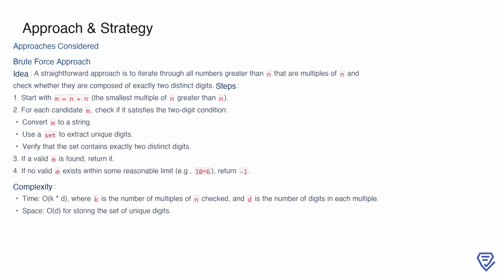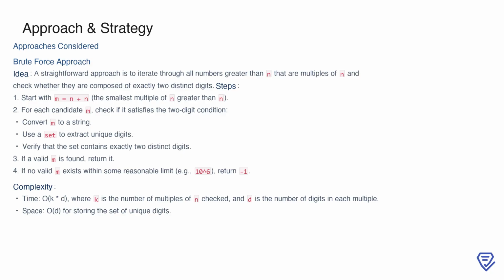To solve the problem, one approach we can consider is a brute force method. The main idea here is straightforward. We start from the smallest multiple of n that is greater than n and systematically check each candidate to determine if it meets the condition of being composed of exactly 2 distinct digits.